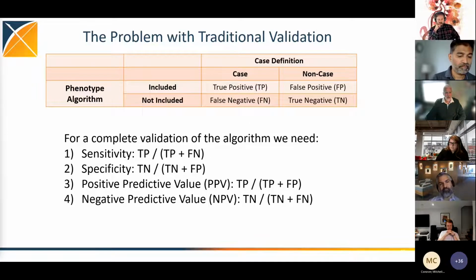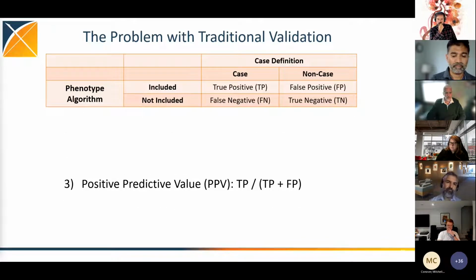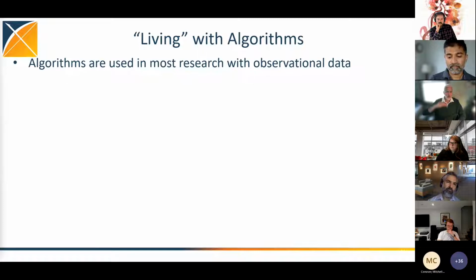So once again, the problem with traditional validation is that you need 4 different pieces of information to validate an algorithm: sensitivity, specificity, positive and negative predictive value. But for traditional validation, you basically only get positive predictive value. The question is, we have to live with these algorithms. Algorithms are used in most research and observational data, so we can't do away with them.